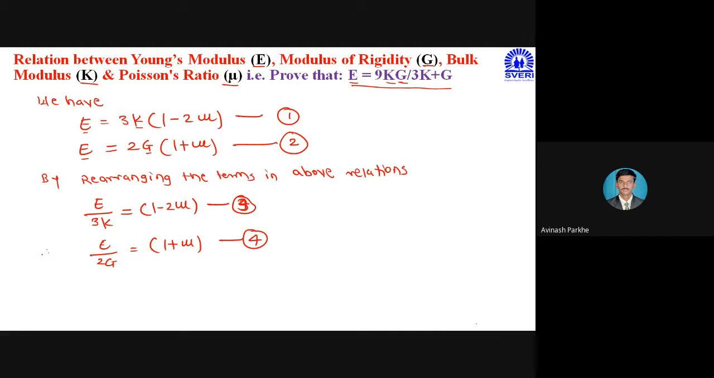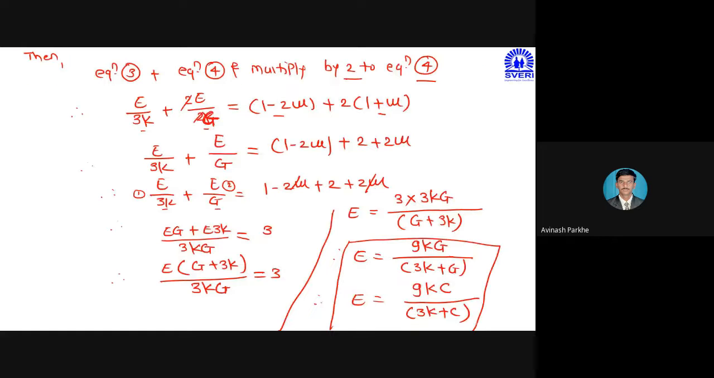So what we have done, we are having the equation number 1 and equation number 2, that is previous two relations we are having. So by using that particular two relations, we have rearranged the terms, that is 3k and 2g we have taken at the left side, and then we get the new equations, equation number 3 and equation number 4. Now for the further solution, we have to do the addition of equation number 3 and equation number 4, and to equation number 4 we have to multiply by 2.